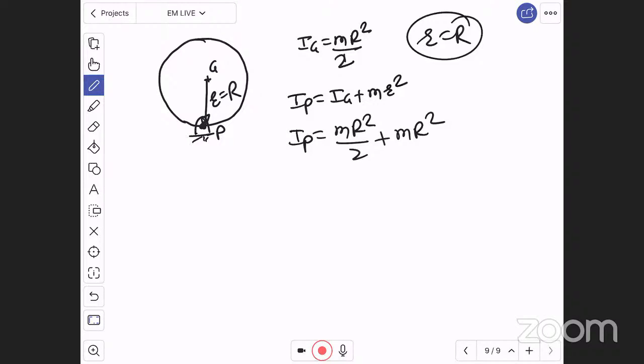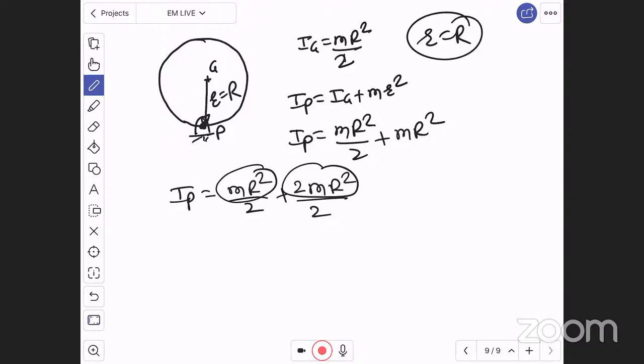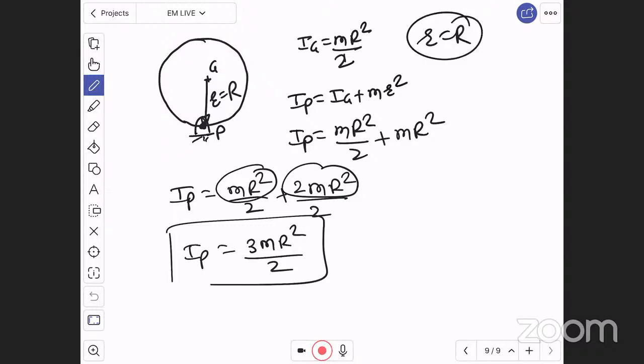Now let us solve this. Therefore, IP is equal to mr square by 2 plus this mr square, which we can multiply with 2 and divide with 2. Therefore, it becomes mr square plus 2mr square, which is 3mr square, divided by 2. In the denominator there is a 2. That is for a solid disk on the circumference.